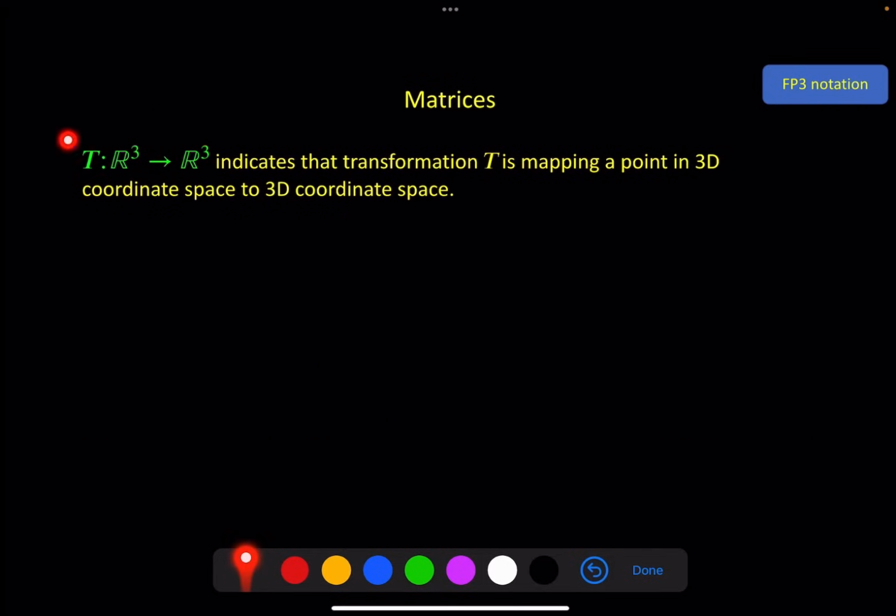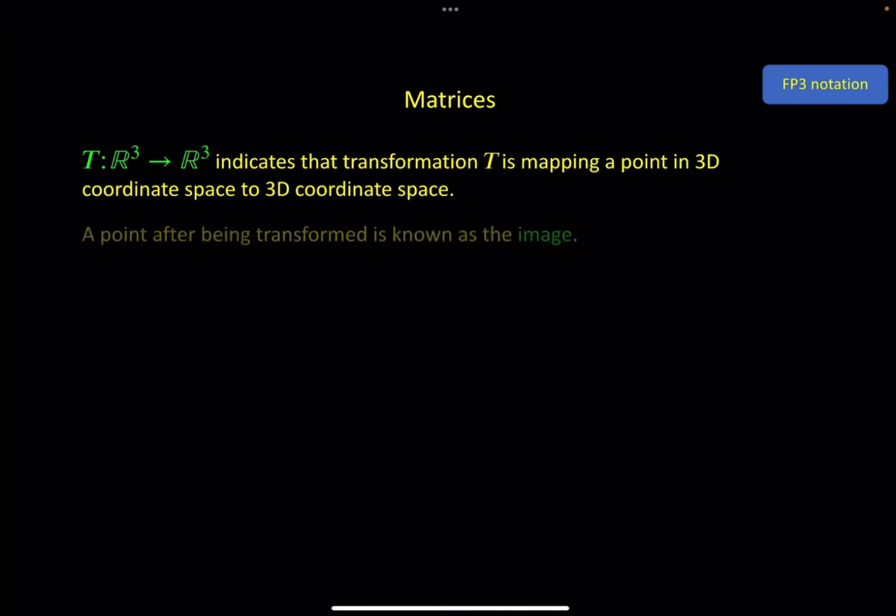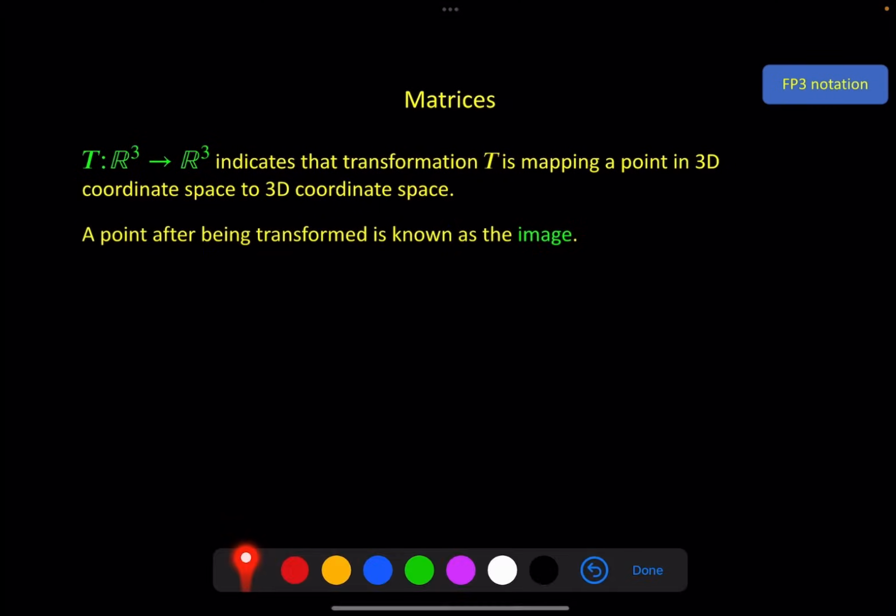And you might see this. This is telling you the transformation is mapping 3-dimensional space onto 3-dimensional space. A point after being transformed is known as the image.